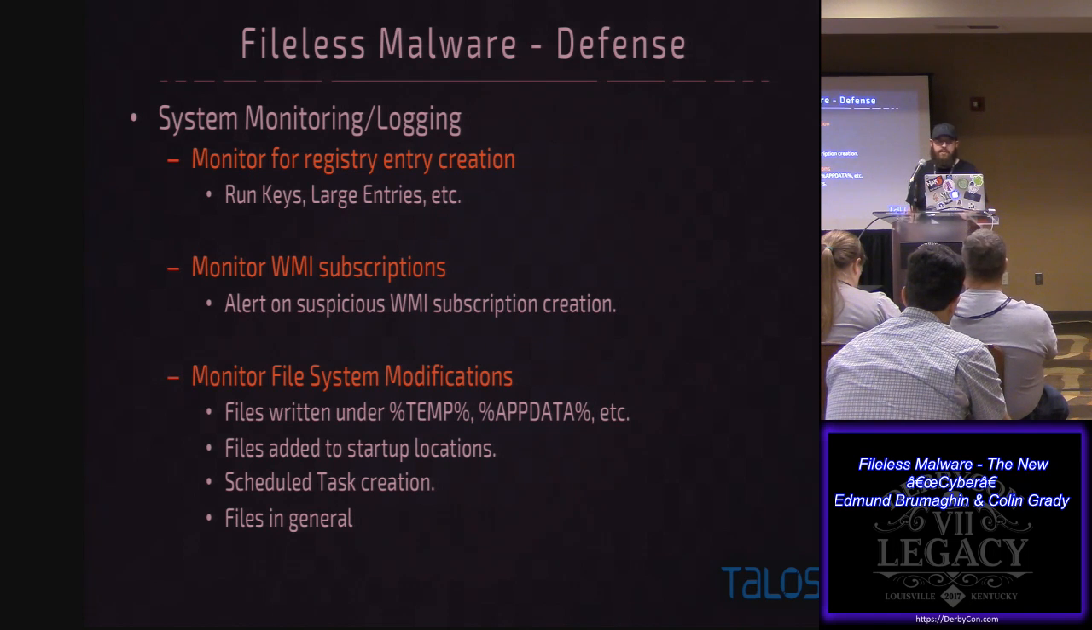And also monitoring file system modifications. So if you're not monitoring things like executable creation in AppData and Temp and things like that on endpoints, you're going to miss a lot of stuff. This is a perfect way to provide early indication that something malicious has been dropped on an endpoint. Files added to particular startup locations. That's one very common way that malware has, for an extended period of time, implemented that persistence that we've been talking about. Scheduled task creation.